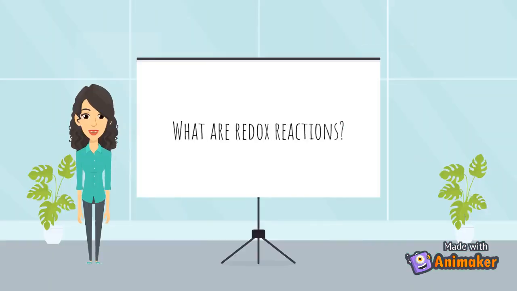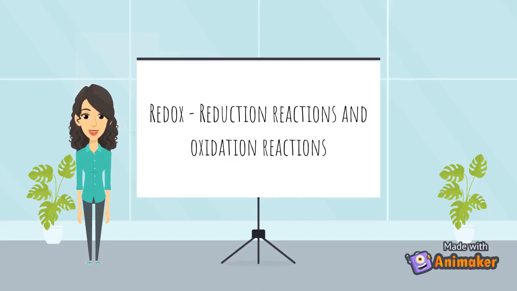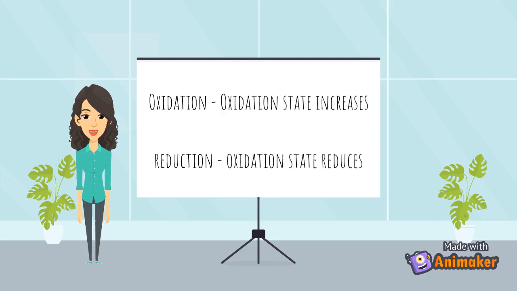Firstly, let's understand what really are redox reactions. The name itself can be used to understand what it is. It is a reaction in which reduction of a substance and oxidation of a substance take place. Red for reduction and Ox for oxidation. So what is reduction and oxidation in the first place?